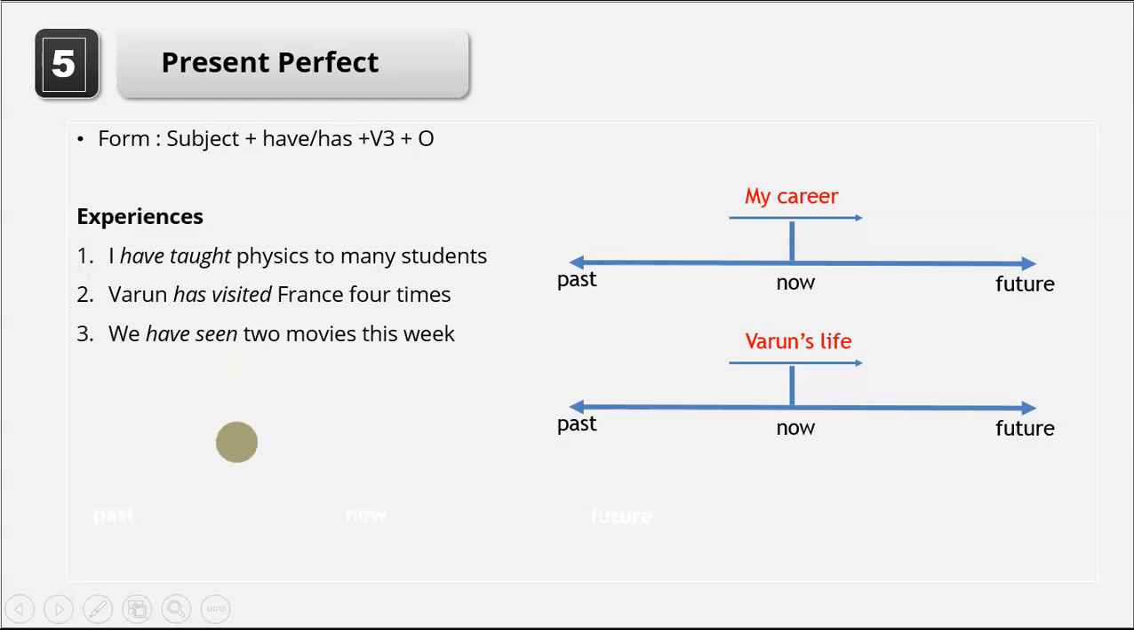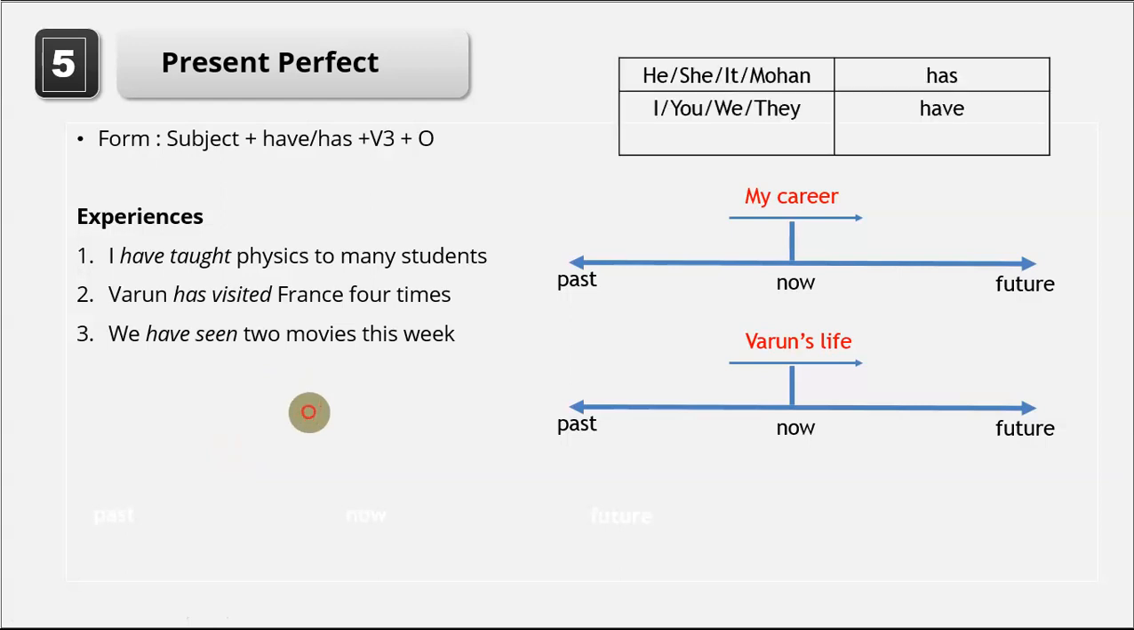Number 3. We have seen 2 movies this week. Okay, maybe the week is still not over and they've seen 3 movies. Maybe they could see a 4th also. But till now, in the week, they have seen 3 movies. So, I have put a chart out here, friends. With he, she, it and a proper noun we use has. And with I, we, you, they we use have. Right? So, I hope the first part of present perfect is clear. We use it with experiences.